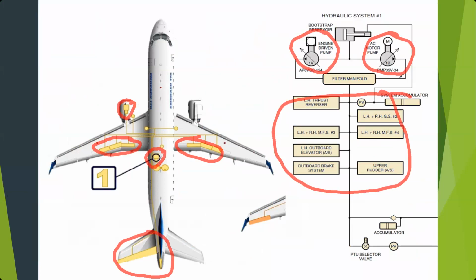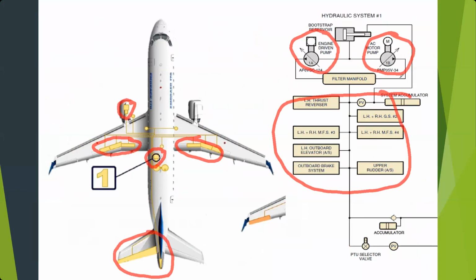And then if we continue on to the number 3 system, you can see here the number 3 system has 2 AC motor pumps that are physically located back in the tail rather than in the middle. So we've distributed our pumps. There's 6 pumps driving 3 systems, and 2 of them are on the engines. 2 of them live kind of in the middle of the airplane.